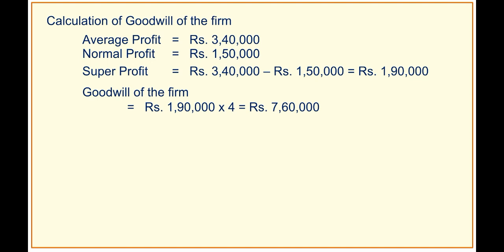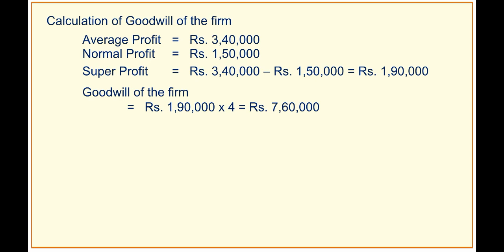Now will this goodwill be distributed among partners? No. We will only calculate Z's share because Z is bringing in goodwill. What you will see in most of the questions is that they will tell you to find out Z's share, then to distribute it in the sacrificing ratio. For that you need to calculate the sacrificing ratio also.